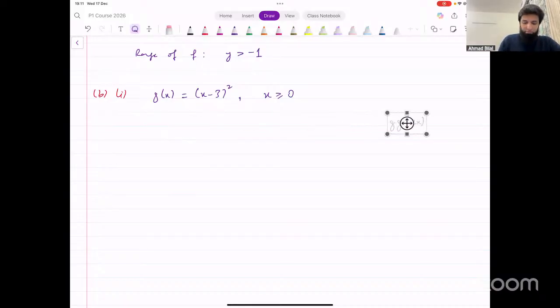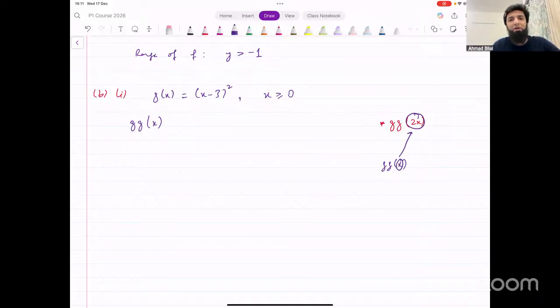Now, let's first of all find g of x. Let's find this first of all, because what this means is in the function g of x, you have to replace x with 2x. So first of all, what we can do is find this function g of x. So that's g square of x, right? It's equivalent to that, g square of x. Let's find this function first of all and see what this turns out to be.